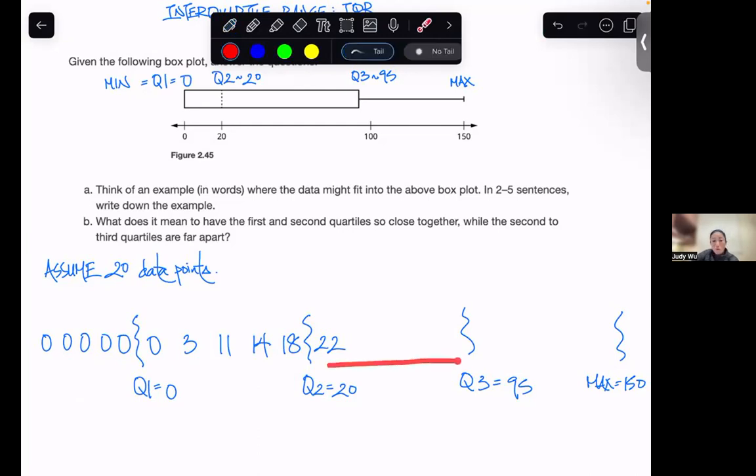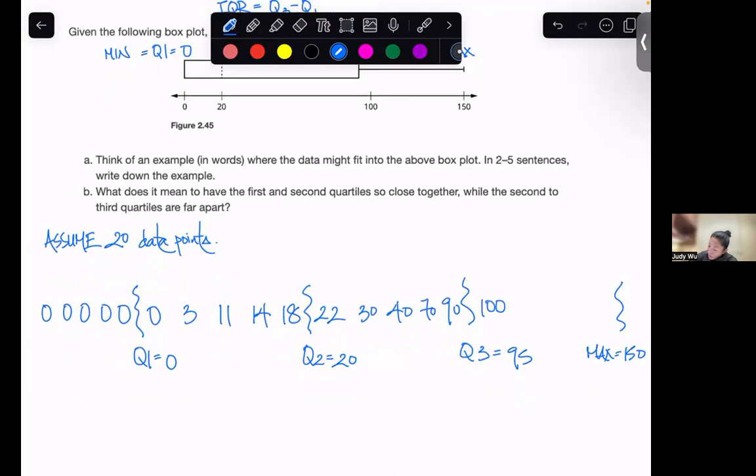I want to list 4 more data points in this third 25% of the data. And I want to make sure that my Q3 is 95. So I could say 22, 30, 40, 70, and let's say it was 90 over here. That would mean that on the other side, in that spot 16, I would need 100 because 90 plus 100 divided by 2 gives me 95. And then I've got to get all the way up to a max of 150. So 110, 120, 130, and 150.